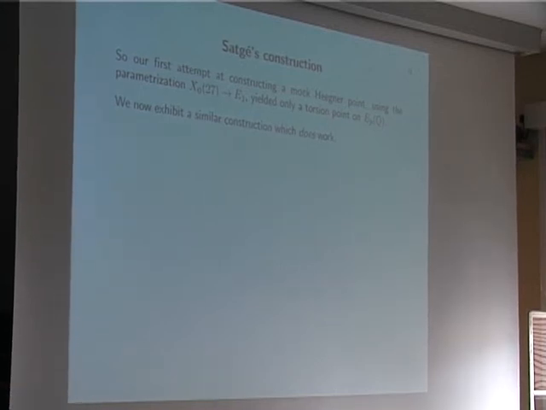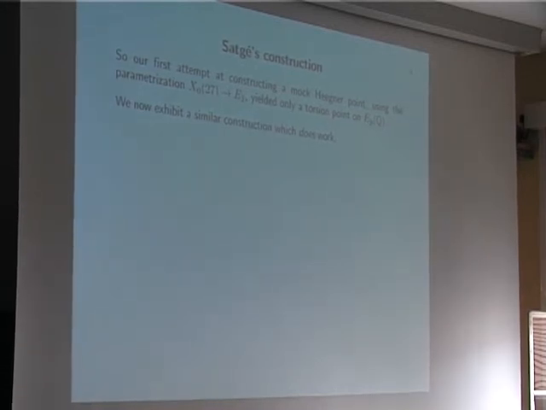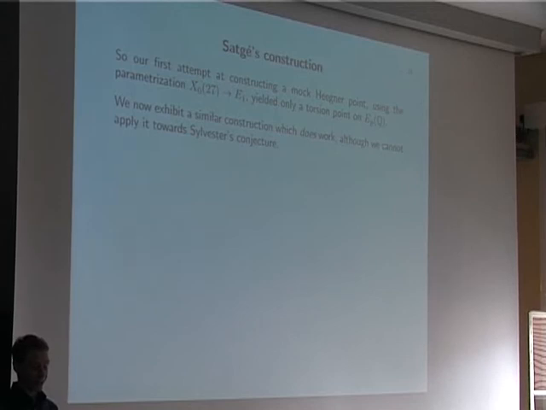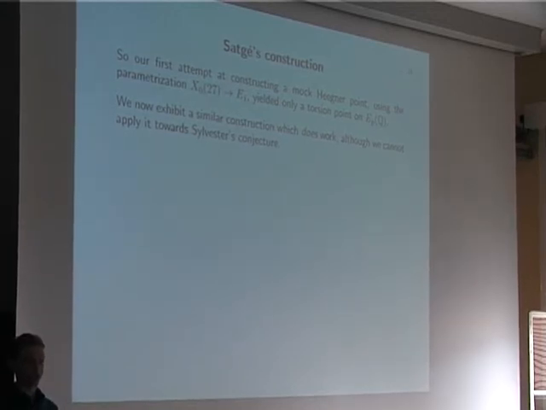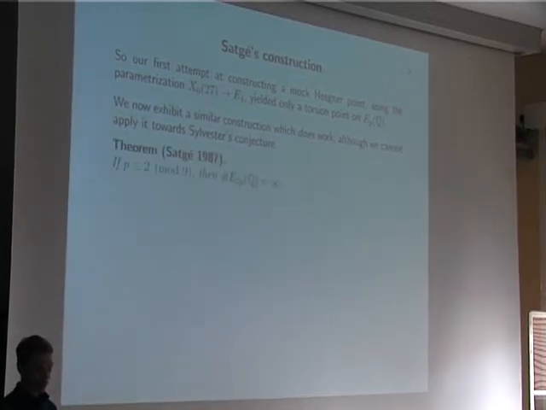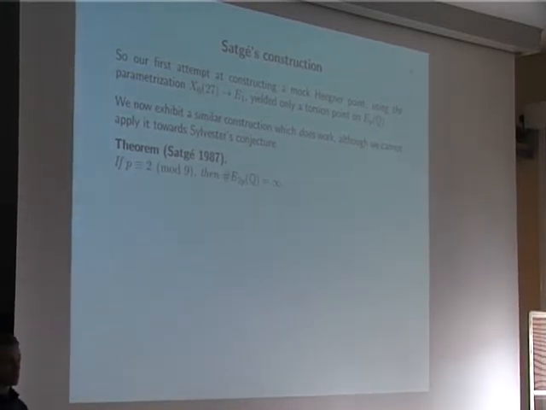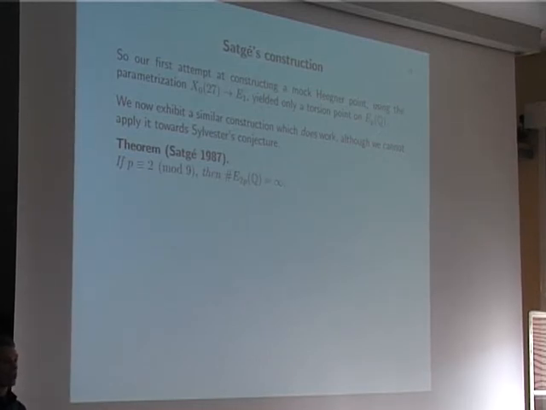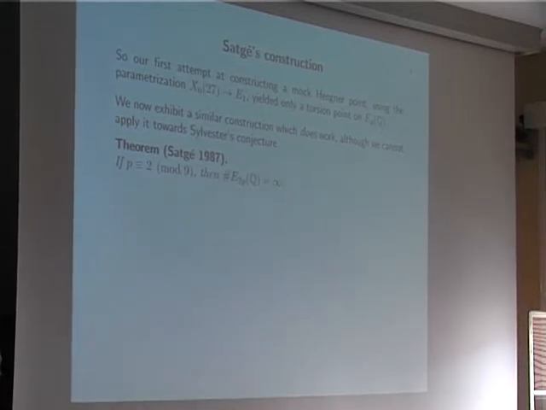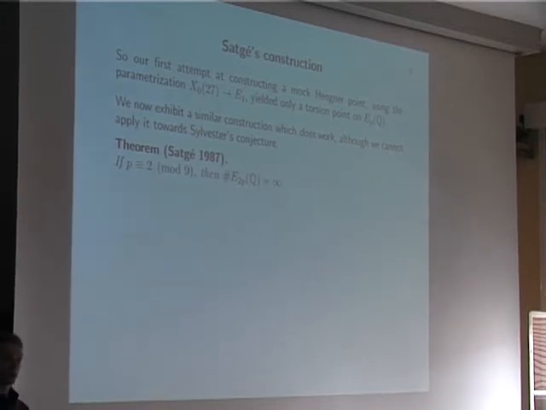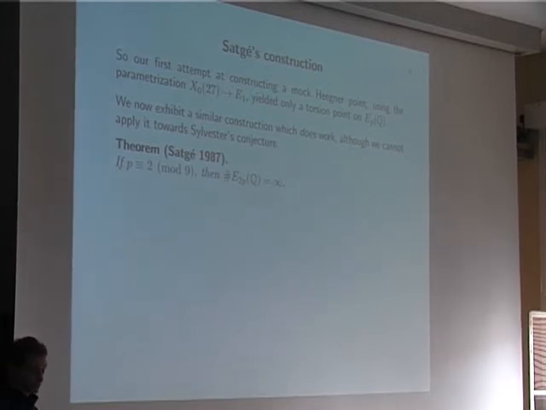OK, so now I'm going to show you a construction that really does work to try to motivate why we should study mock Heegner points in the first place. So it does work, but it has very little to do with Sylvester's conjecture, unfortunately. But here's the statement anyways. This was proven by Satgé in 1987. He says that if p is 2 mod 9, and instead of looking at x cubed plus y cubed equals p, we look at x cubed plus y cubed equals 2p, then you can prove, for real, that there are infinitely many rational points, that there's a non-trivial solution.